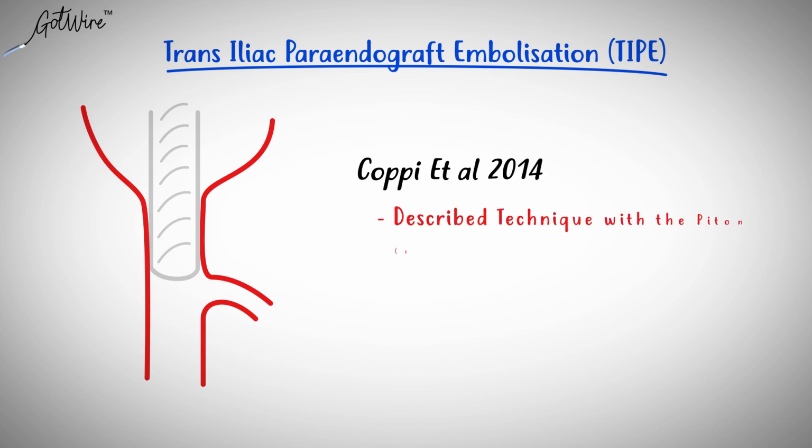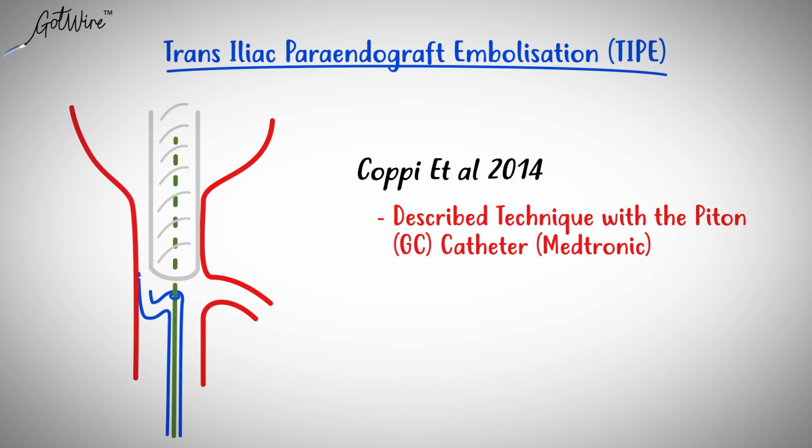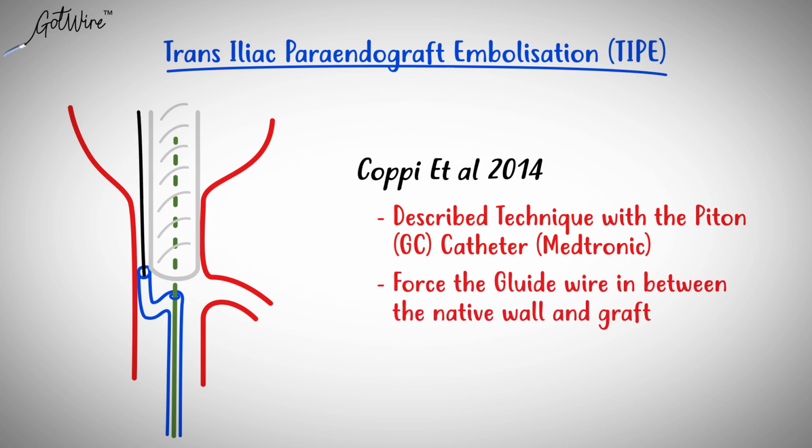This involves the use of a Python GC 9 French profile sheath manufactured by Medtronic. It is introduced over a stiff wire, previously placed in the aorta, positioning the sheath tip at the junction of the distal edge of the iliac limb, and then using a glide wire to angle into the space between the graft and the native wall and into the sac. This is followed by a 5 French sheath over the glide wire into the sac for support.